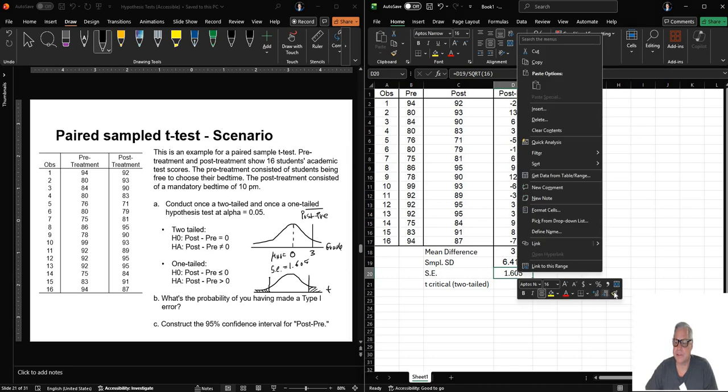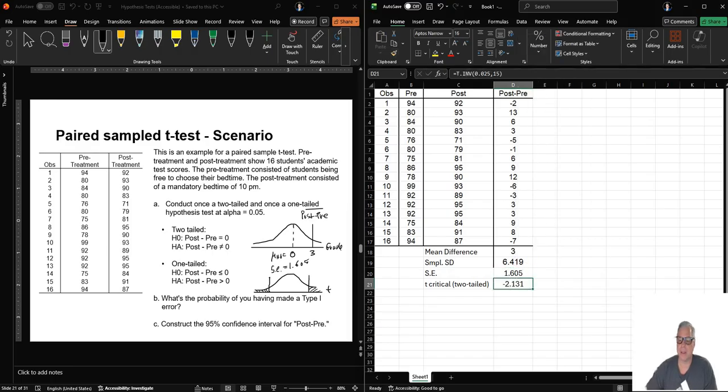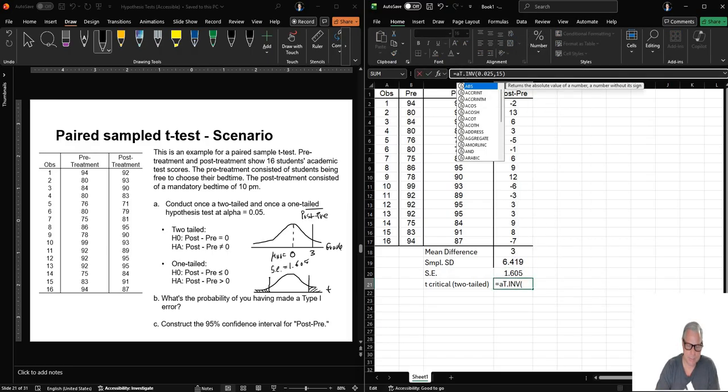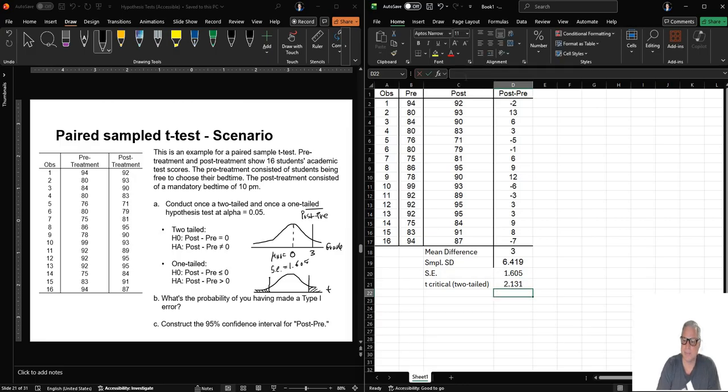And what I will do is I'll just take the absolute value of that again. But let's first make that bigger. I still put an absolute around it so that we get rid of the negative. And basically what that tells you is that both to the left of negative 2.131 and to the right of 2.131 we have 5% probability mass. And that is what we call the rejection zone.